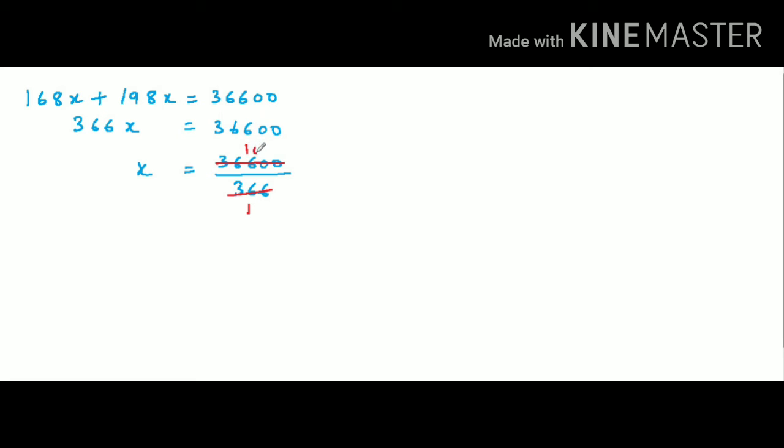Now 168x plus 198x is equal to 36,600. We'll add, that will be 366x equals to 36,600. Now we'll keep the coefficient of x just below 36,600. We'll cancel, and the value of x will be 100.